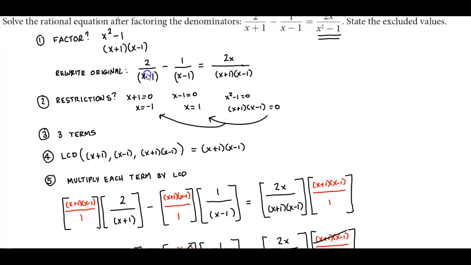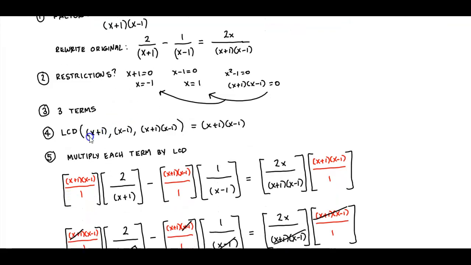Now we need to ask ourselves, how many terms do we have? We have 3 terms. Then we define the LCD. We have x plus 1, x minus 1, x plus 1, and x minus 1. We can see that x plus 1 is already a factor of x plus 1 times x minus 1. We can see that x minus 1 is already a factor of x plus 1 times x minus 1. So therefore the LCD is x plus 1 times x minus 1.